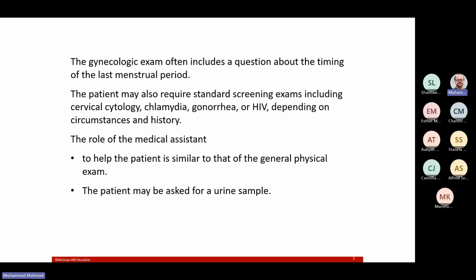A gynecologic exam often includes questions about the timing of the last menstrual period and requires screening exams including cervical cytology, chlamydia, gonorrhea, and HIV. Our role as a medical assistant is to help the patient, and that is similar to that of a general physical exam. We may have to ask the patient to give a urine sample.